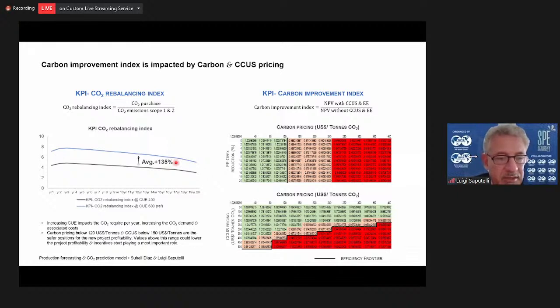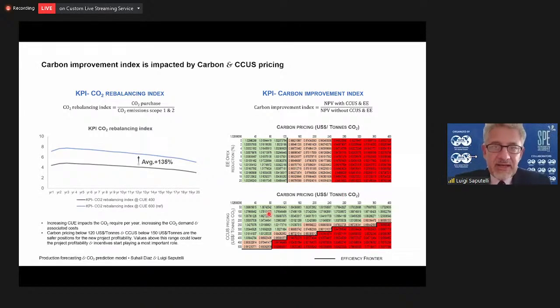The two numbers here showed the utilization of the carbon units. Another KPI that we introduced is the carbon improvement index, which is the NPV of the overall company if I use CCUS or an energy efficiency project, divided by the base case NPV. And we can see that in many cases we can improve in terms of energy efficiency OPEX between 3 to 4%. And in terms of CCUS pricing, if the CCUS pricing is around 50 to 100, we are talking about close to 9 to 10% carbon improvement index.